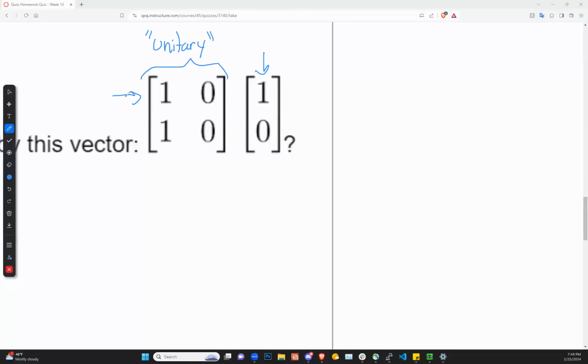I'm not going to bother telling you the definition of this because honestly, it doesn't matter for us. But this matrix is not unitary, and so it can't be a quantum gate.